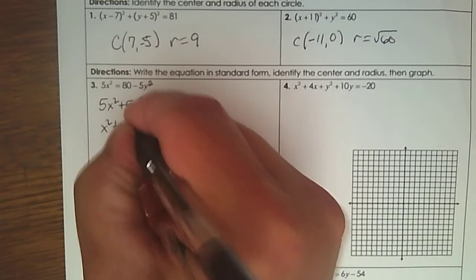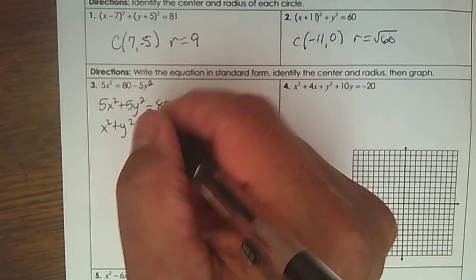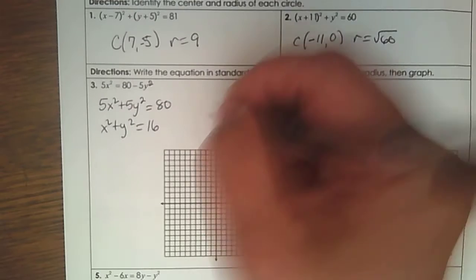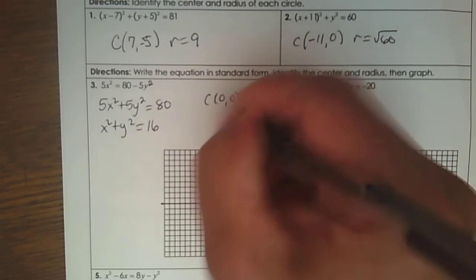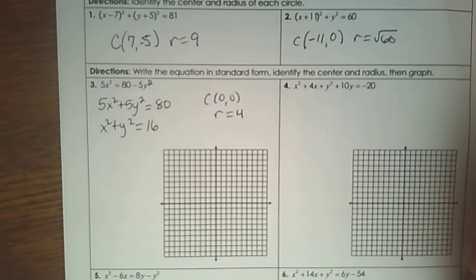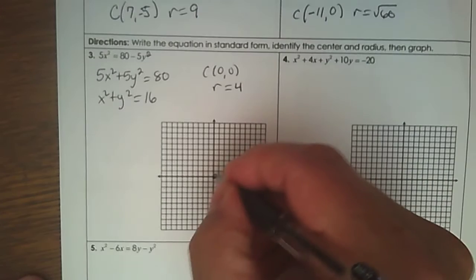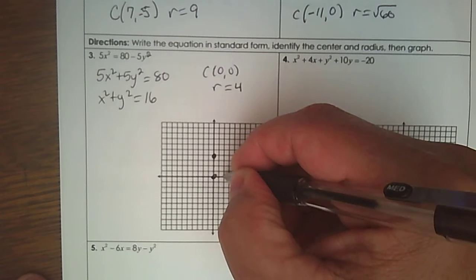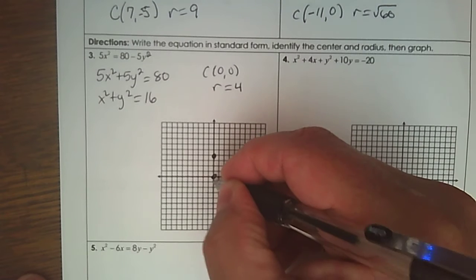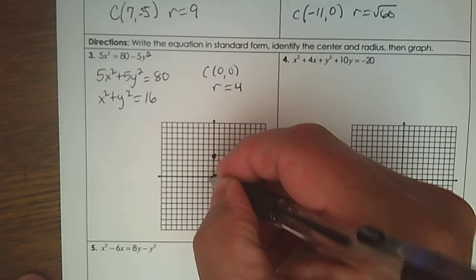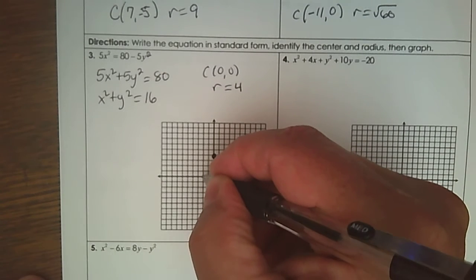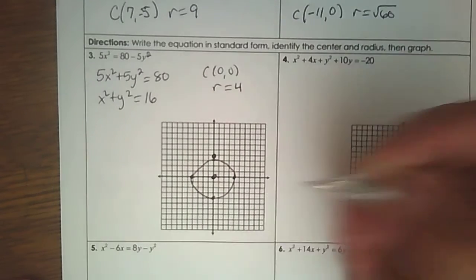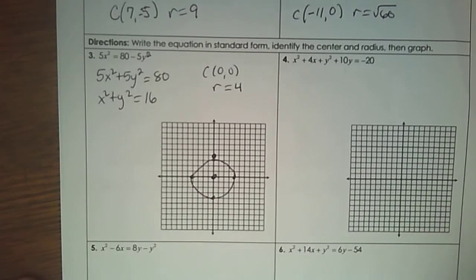So when I divide everything by 5, 80 divided by 5 is 16. So the center is at 0, 0, and the radius is 4, since the square root of 16 is 4. So here's the center. Count 4 in all directions, and then do your circle to the best of your ability.